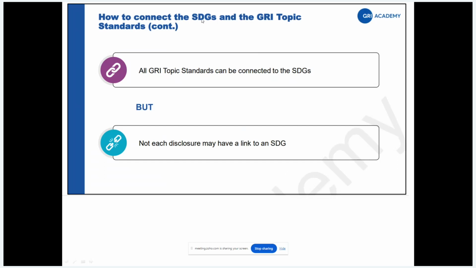How to connect the SDGs and the GRI topic standards. We have three types of standards: GRI, one universal standard, another is sector standard, and third is topic standard. So all GRI topic standards can be connected to the SDGs, yes, but not each disclosure may have a link to an SDG. It may not be linked to an SDG, but all GRI topic standards can be connected to the SDGs.